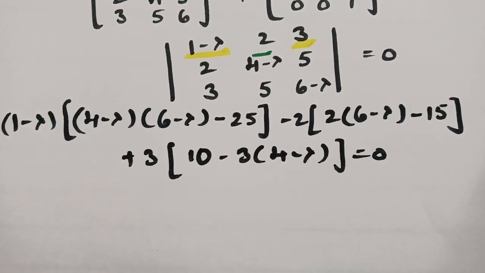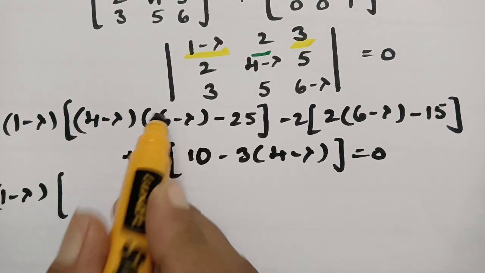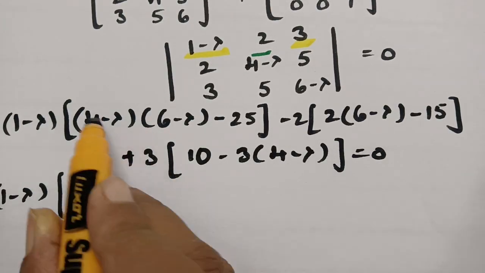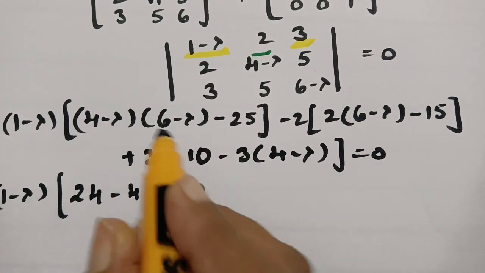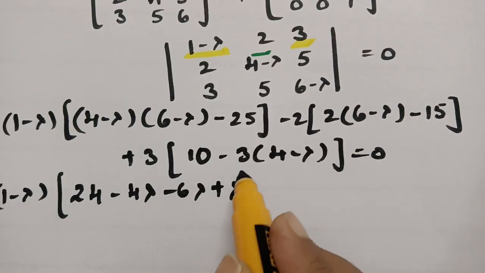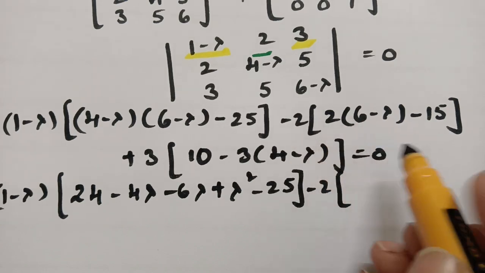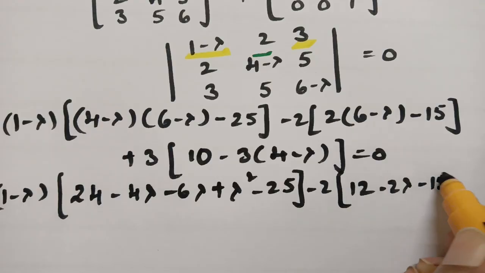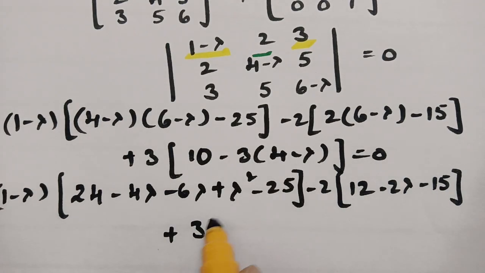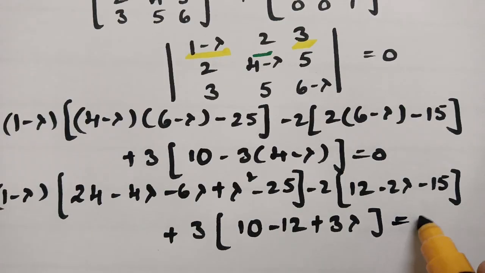Now if I solve this, I will get a characteristic equation. So let me solve this one. This will be (1 minus lambda) times of, if I multiply with 4, this will be 24 minus 4 lambda. See here, if I multiply, this will be minus 6 lambda, minus into minus plus lambda square. This is minus 25. This will be minus 2 times of, this is 2 6s are 12, this is minus 2 lambda. This is minus 15 plus 3 times of, this is 10. If I multiply, this is minus 12, this is minus into minus plus 3 lambda, is equal to 0.